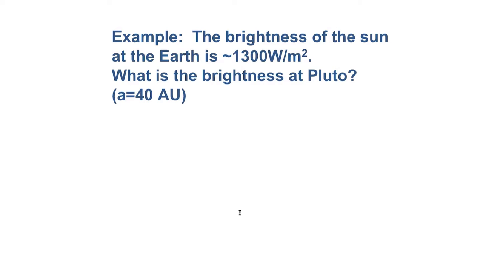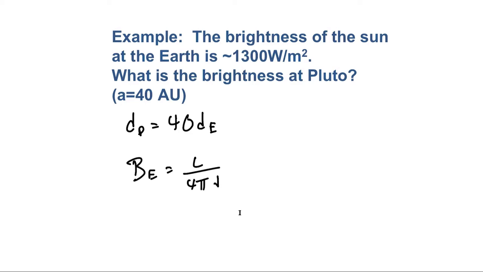So again, we can make ratios. And when we make ratios, we don't need to worry about pi's and 4's, all those things are going to go away. So we know that the distance to Pluto is 40 times the distance to Earth. That's one of our knowns. We know that the brightness at Earth is the luminosity of the sun divided by 4 pi times the distance to the Earth squared. And we know that the brightness at Pluto is the luminosity of the sun divided by 4 pi times the distance to Pluto squared. So we want to know what the brightness at Pluto is.